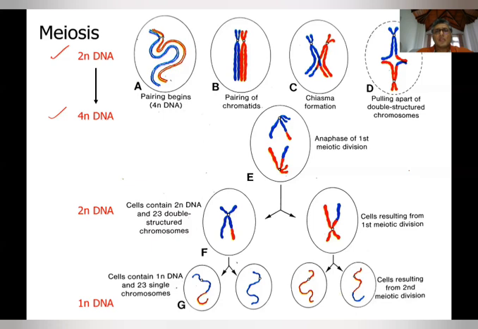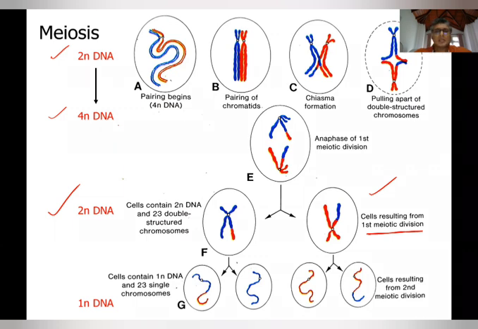Now, at the end of the first meiotic division, the two homologous chromosomes, the one that has come from the mother and the one that has come from the father, have got separated out and gone into two cells. Okay, but the chromatids are still attached to each other. They are not broken out like in mitosis. But because of the homologous pair going into the two cells, the DNA number has got halved. So it has come down to 2N DNA state.